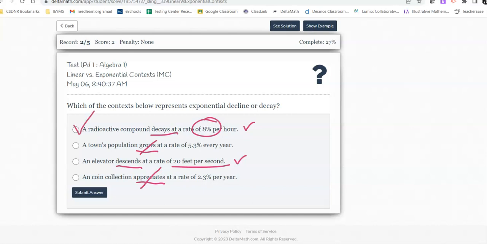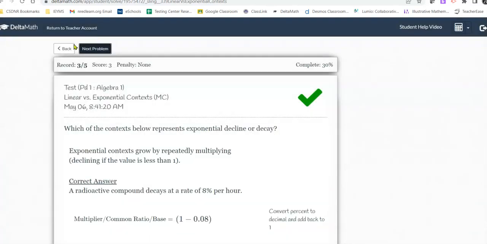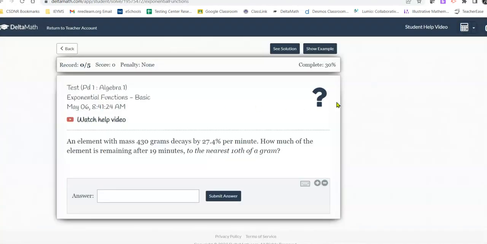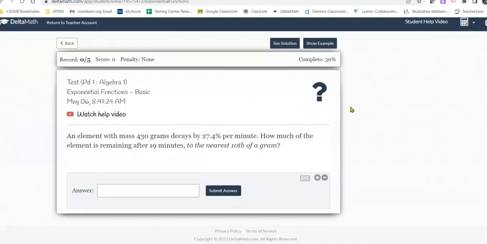Our radioactive compound decays at 8% per hour. All right, now we're going to compute some actual exponential functions using our exponential growth or decay formulas. This is something you might need to look up, but generally it is your starting amount.